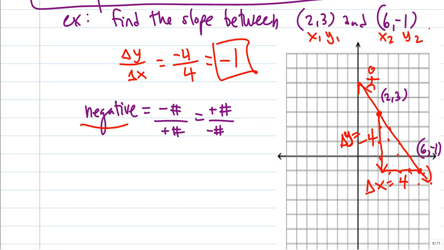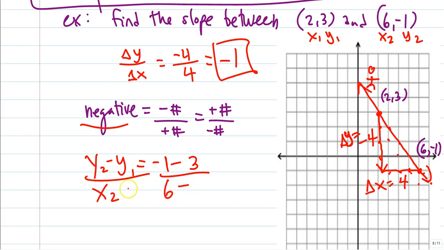And when I go to my formula, I've got to take y2, negative 1, minus y1, 3, over x2, 6, minus x1, which is 2. And I get negative 1 minus 3 is negative 4, divided by 4 is still negative 1. Now be careful, the order here matters. I cannot put the negative 1 here and then put the 2 first. You'll get yourself in trouble.